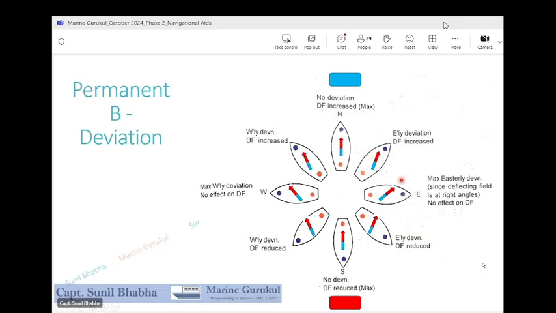When the ship goes to an easterly heading, 090 heading, now you see the blue pole is to the east of the compass and the red pole is to the west of the compass. They are at right angles to the poles of the earth, and now in this location they generate maximum deviation. The blue pole at the bow attracts the north end or the red end of the compass towards it, and the red pole at the stern attracts the south end of the compass towards it, giving it maximum easterly deviation.